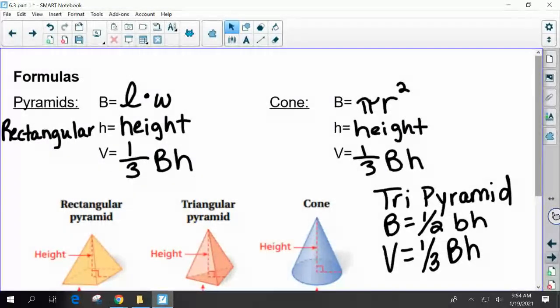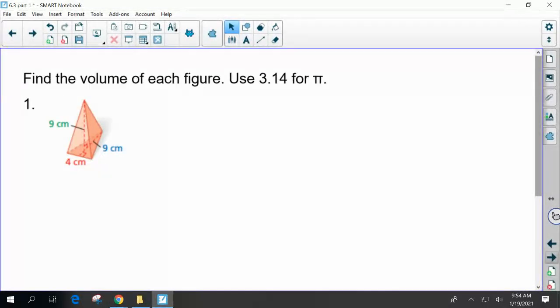All right, so number 1, find the volume of each figure. Use 3.14 for pi. So this would be an example of where you have a picture, but you don't have a label of what shape this is. So you would have to determine what shape this is to know what formula to use with it. So if you look at the base of it, the base is a triangle. So this is a triangular pyramid. So would pi have anything to do with a triangular pyramid?